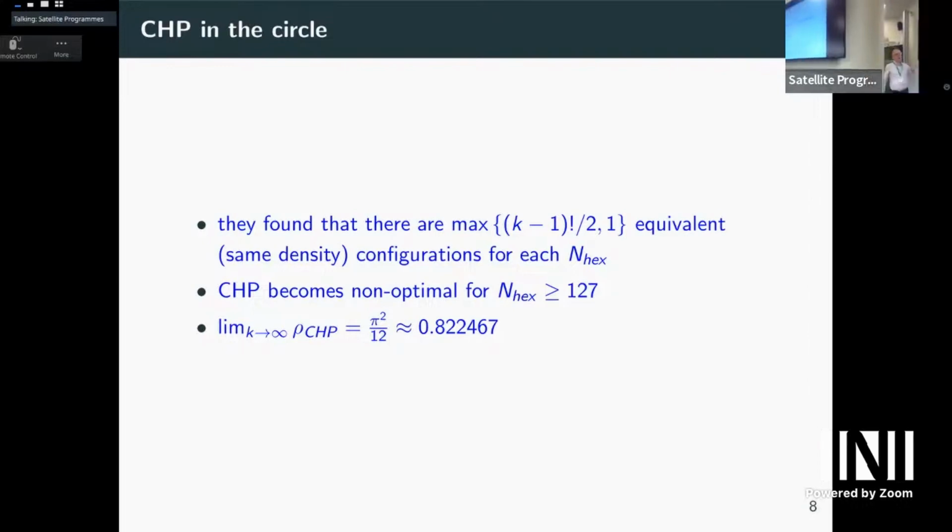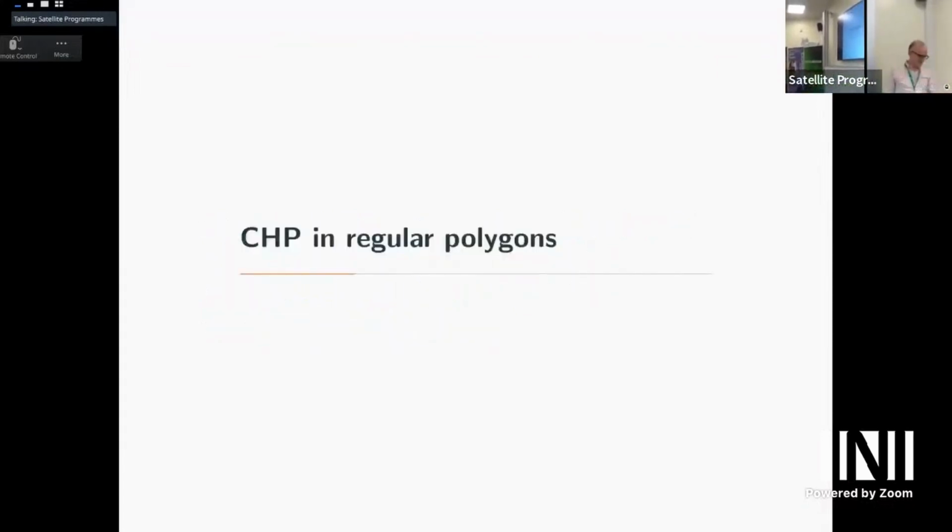However, they discovered, and this is easy to do, that starting at 127, you lose optimality. Curved hexagonal packing still exists, but it's not the best you can do. Also, in the limit of k going to infinity, with a very, very large number of shells, you get to this density, which you may recognize is the square of the density of hexagonal packing. So it's a very nice thing.